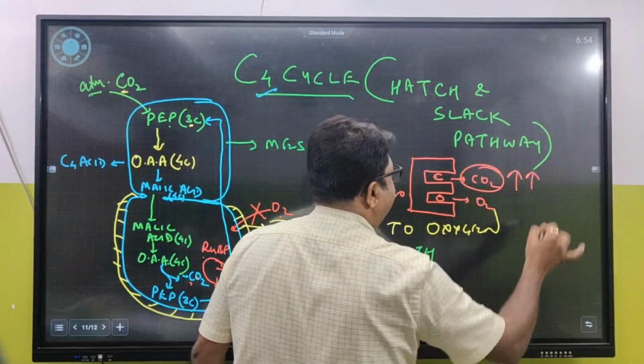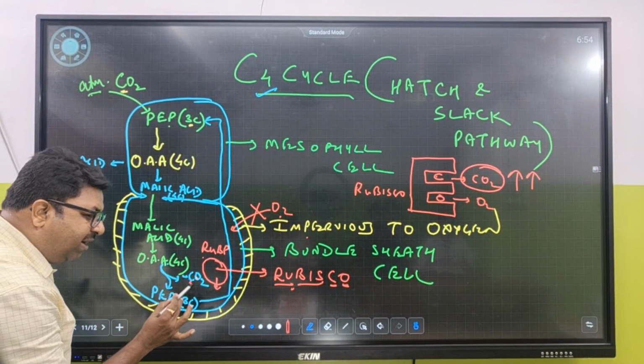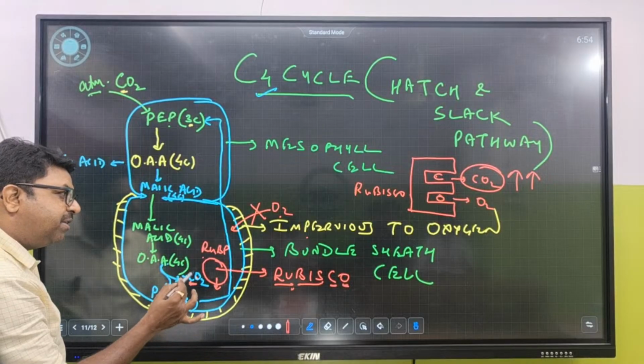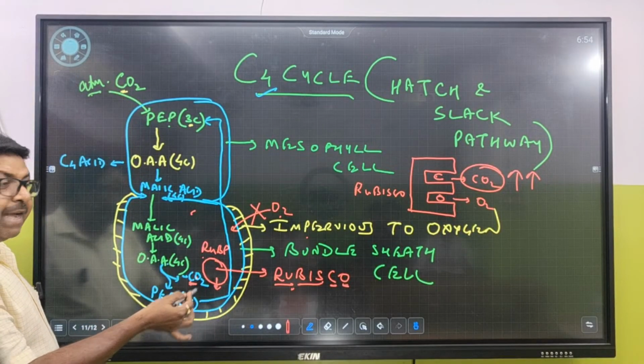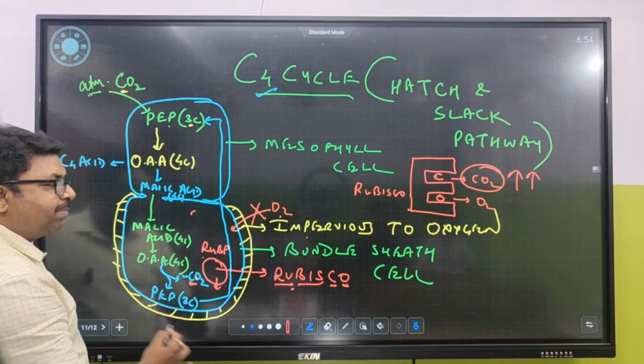Carboxylase activity will increase, because now you have increased the carbon dioxide concentration of the bundle sheath cell and never allowed the entry of O2. How has nature made it?